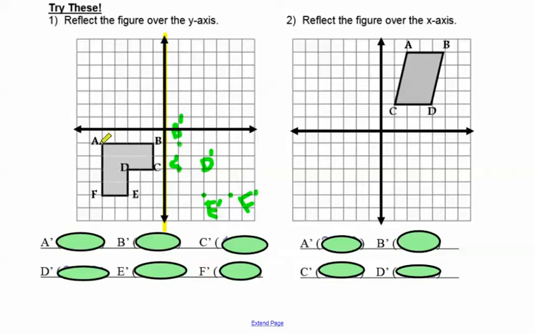And then last we have A, which is also going to be 5 units away, or you can see how far away it is from B. 1, 2, 3, 4. Either way, it's 5 units away from the y-axis, and that is our A prime.